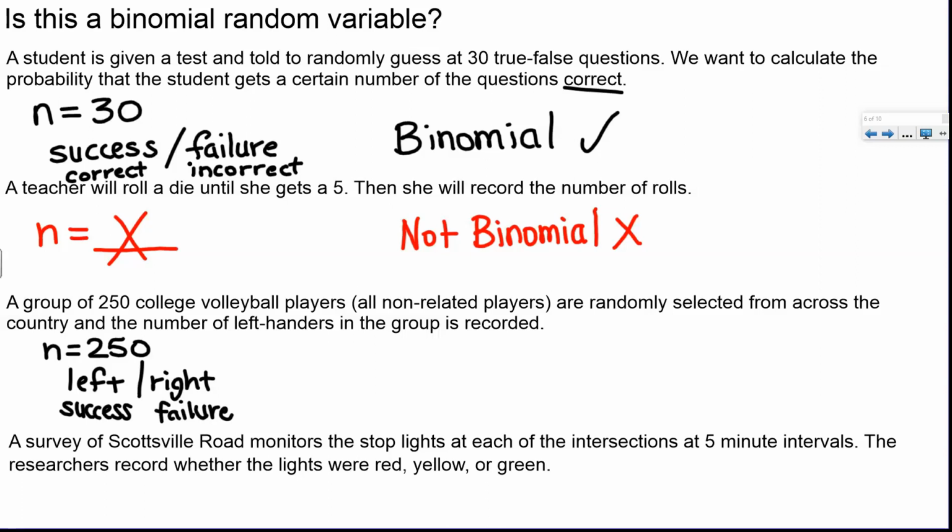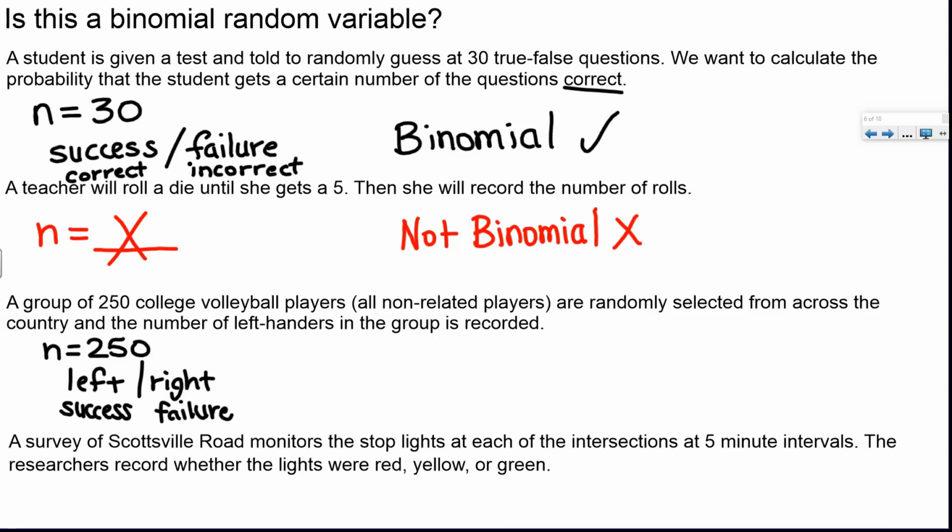Sometimes the success could actually be a bad thing. If we're counting the number of people that died from a certain disease, them dying might be a success in our trial, right? But it doesn't mean that's good, okay? It just means that's what we're counting. So that's just how it's set up. Here, it doesn't mean left-handed people are good and right-handed are not. We're counting left-handed, so that's our success.